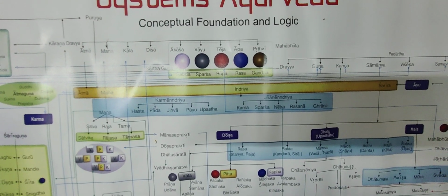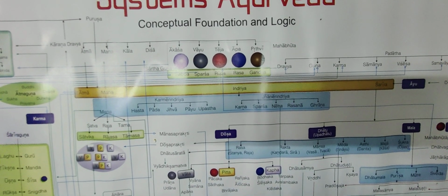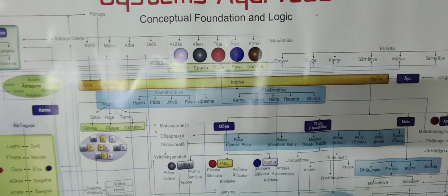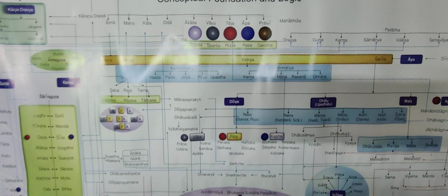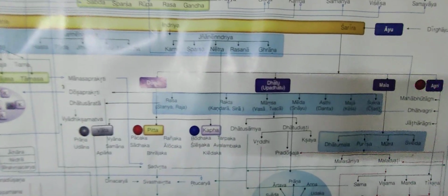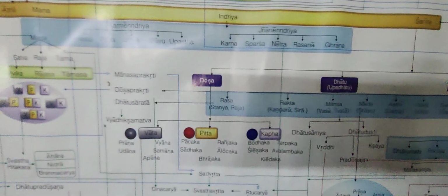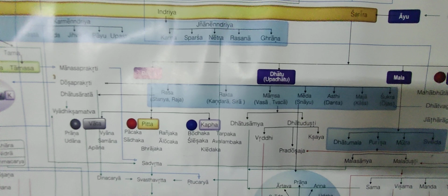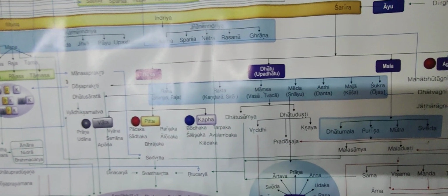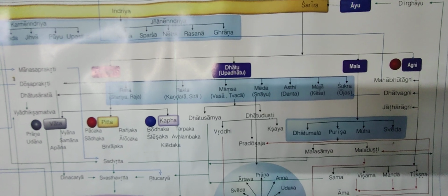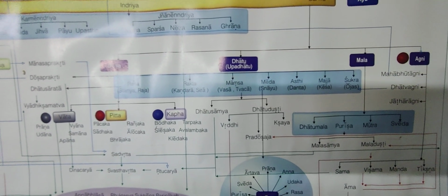The main aim of Ayurveda is to promote health, longevity, and alleviate diseases. This is achieved through homeostasis of dosha, dhatu, and mala, and also the agni. Dosha, dhatu, mala, and agni.